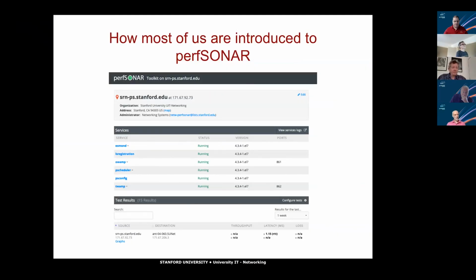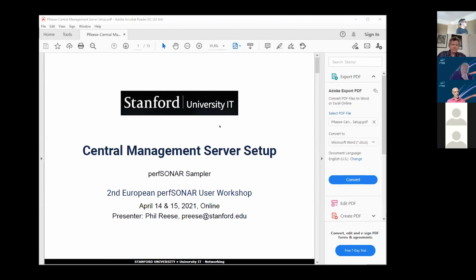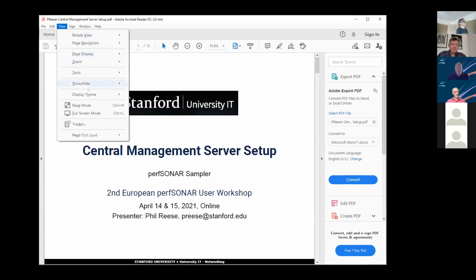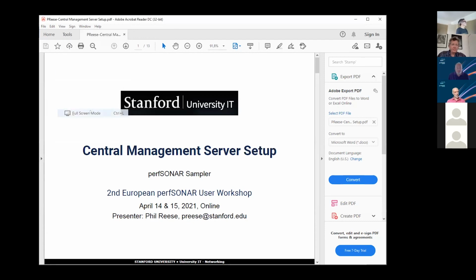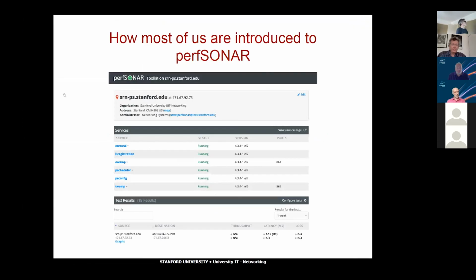Yeah, if you hit the three dots there on the far right, you should be able to exit full screen. Okay, I'm sharing it now. So maybe we can do it this way, and you can just tell me when to move it to the next slide.